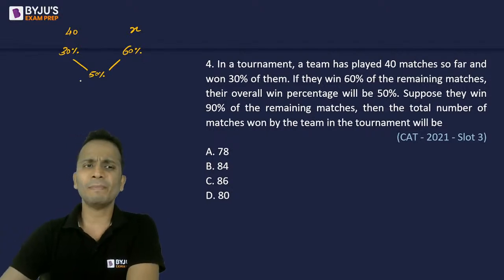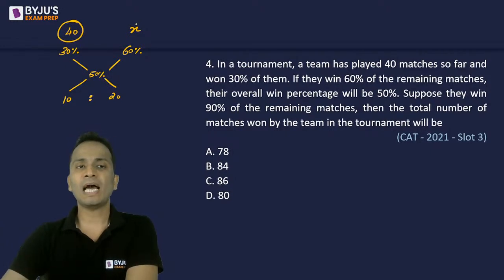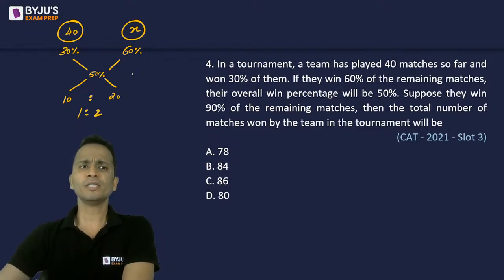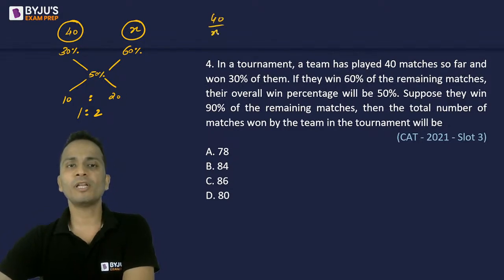So I'm using the method of allegations to calculate the number of remaining matches. Okay. So 60 minus 50 is 10, 30 and 50 ka difference 20. So the ratio between the number of matches already played and the number of matches remaining will be equal to 1 is to 2. Okay. So 40 upon x will be equal to 1 is to 2. So the value of x will be 80.